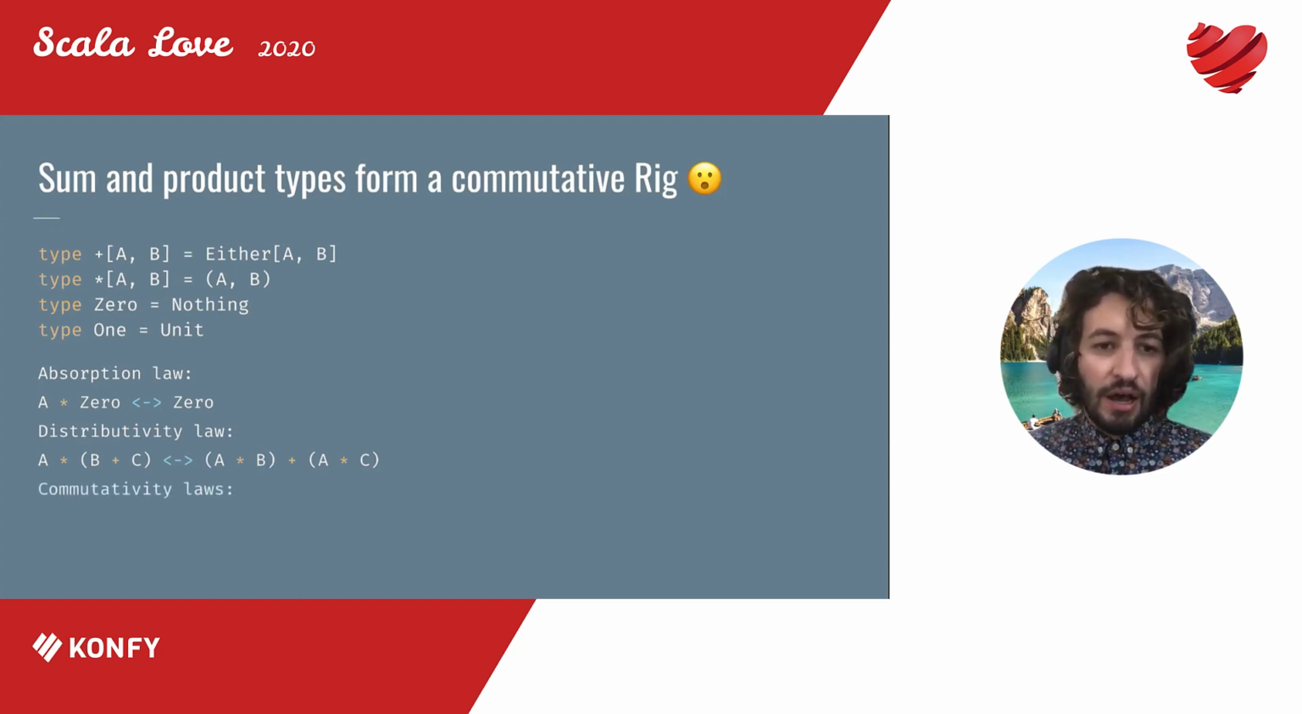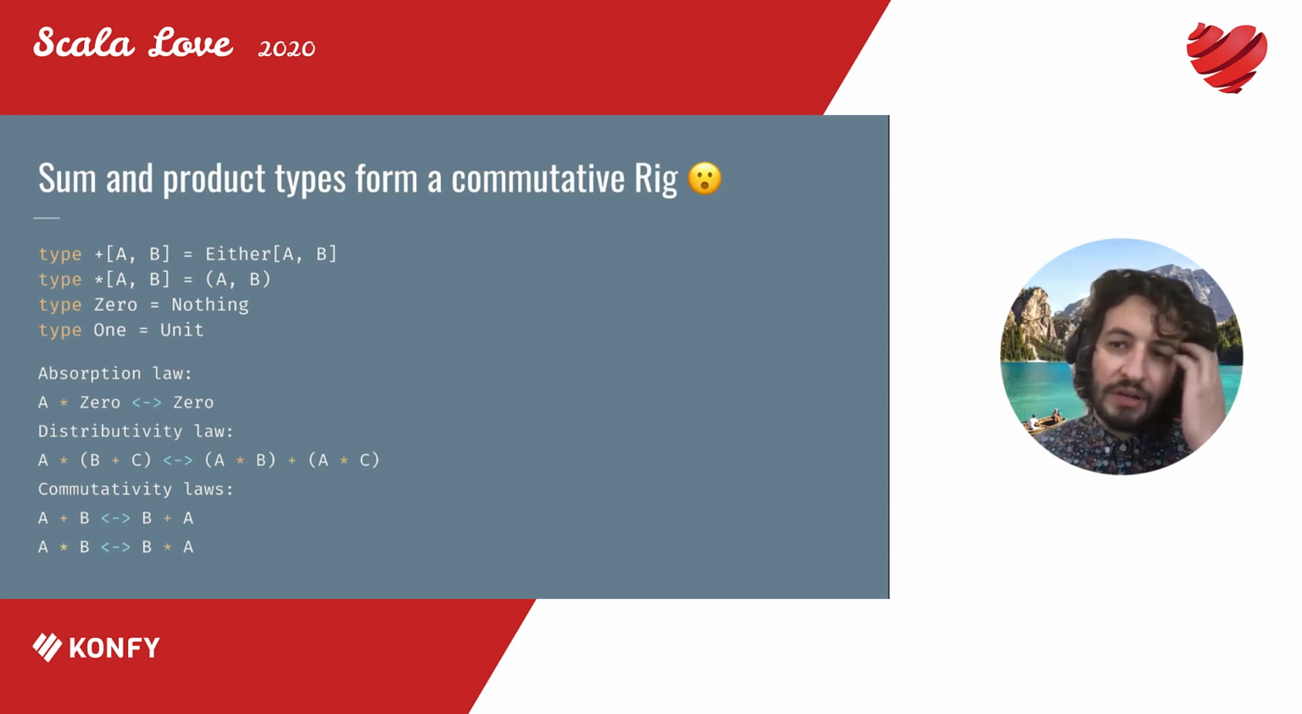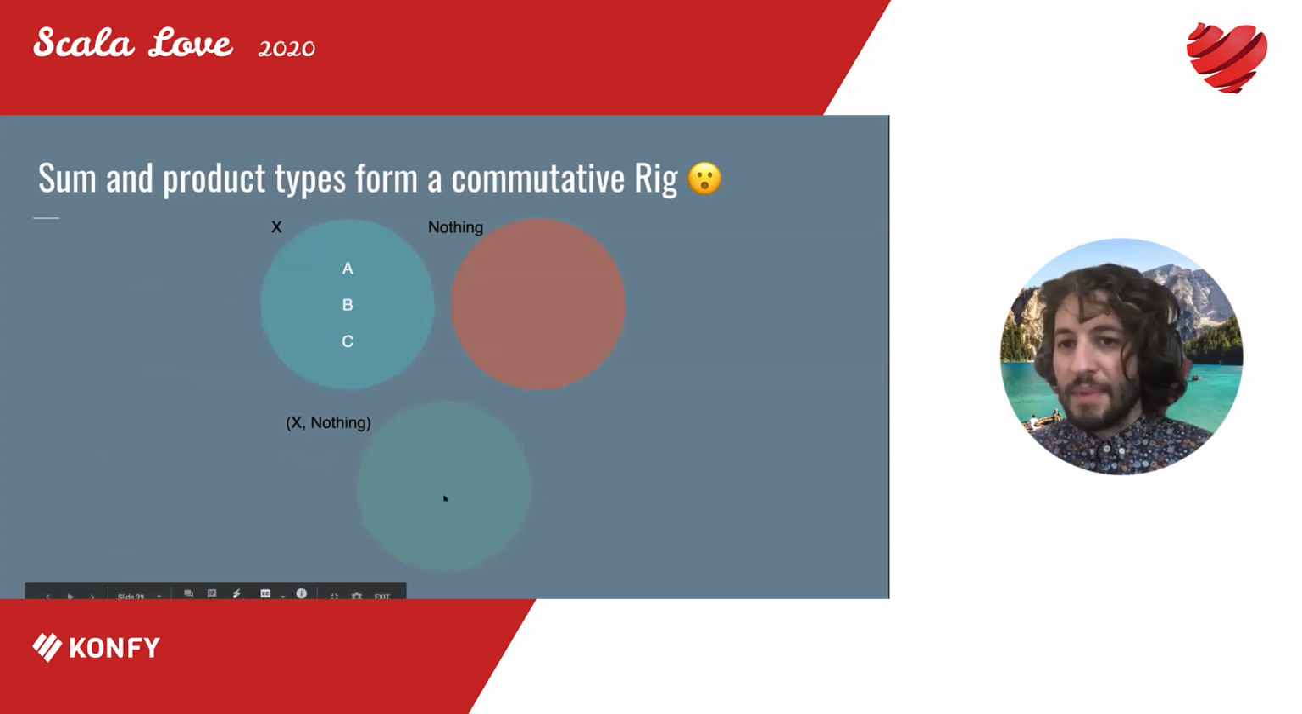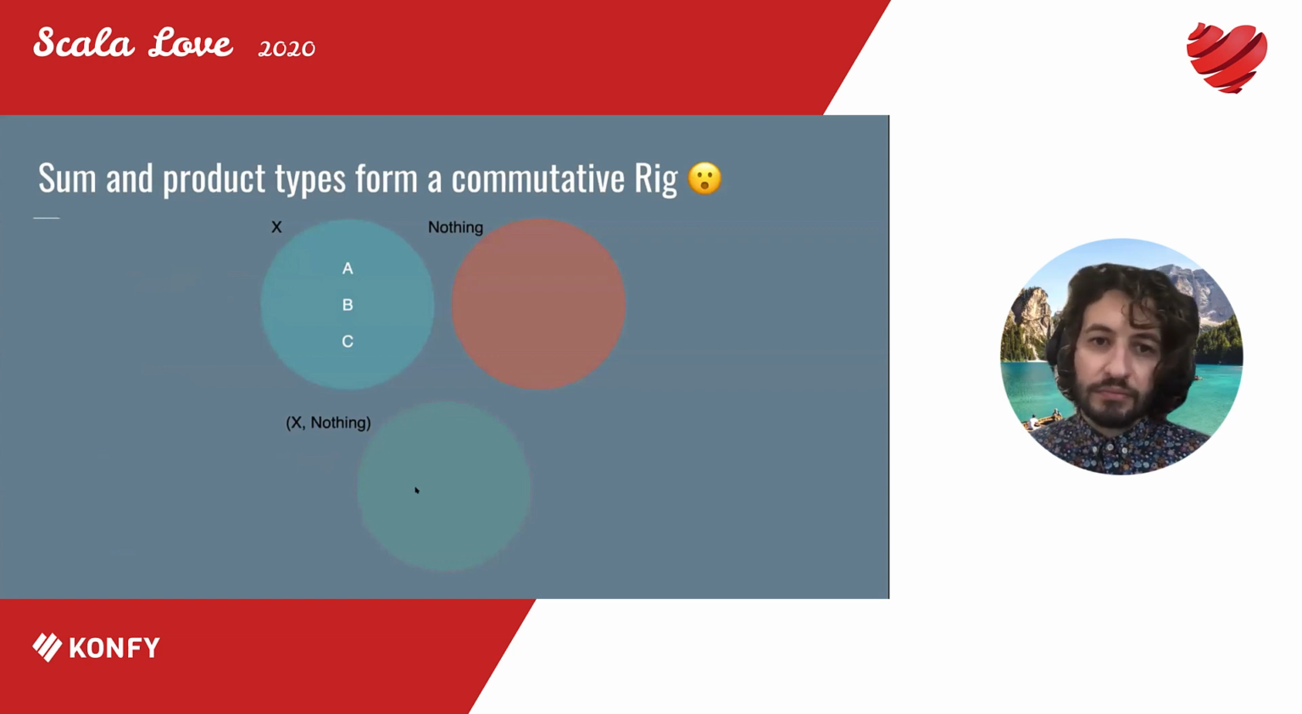So, and of course, commutativity is that if you have an either A and B, you can also always turn that into an either B and A without losing information. And the same goes for tuple, right? You can swap them without anything bad happening. All right. So yeah, we have a commutative rig, and we can kind of show this where if we here form the intersection, right? No, not the intersection, sorry. The Cartesian product between X and nothing, which is the tuple of X and nothing, we don't get any values here, right?